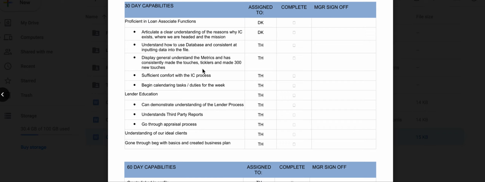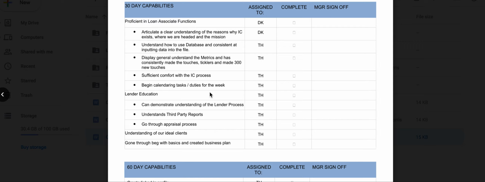The fourth thing is sufficient comfort with the IC process, Integrity Capital process. So understanding a general layout of what the process is here, the flow, the systems, just being able to demonstrate that capability.